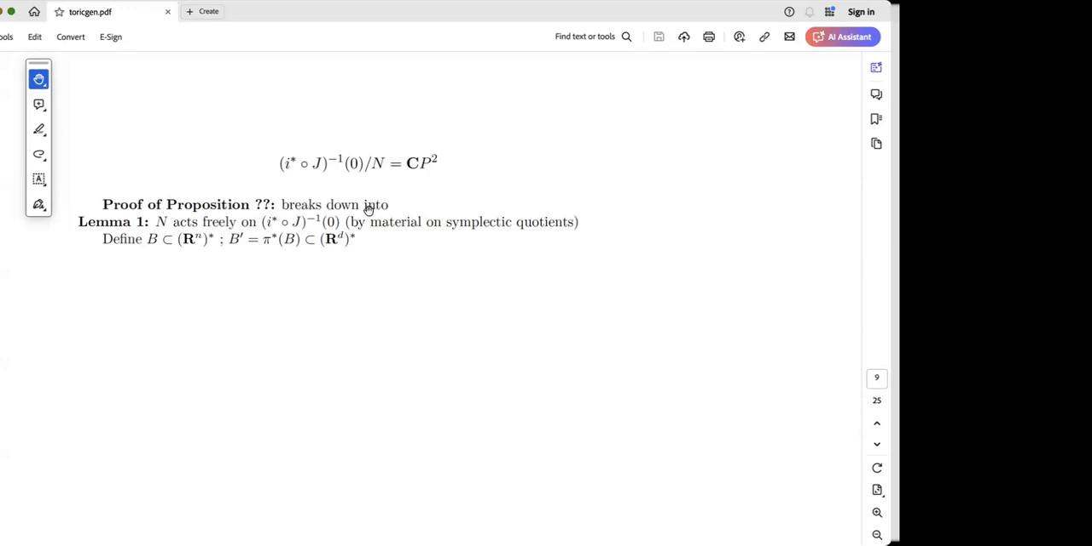So the proof of this proposition breaks down to, first of all, why does N act freely on this level set? That is from standard material on symplectic quotients. A symplectic quotient, the group acts freely if and only if the stabilizer is finite. And you can check that in this situation, the stabilizer is finite. So finally, our polyhedron B is in R^n star, and we will write its image under pi star, which lives in R^d star, as B prime.